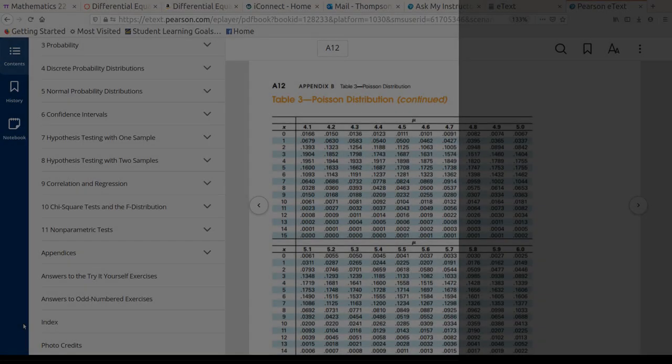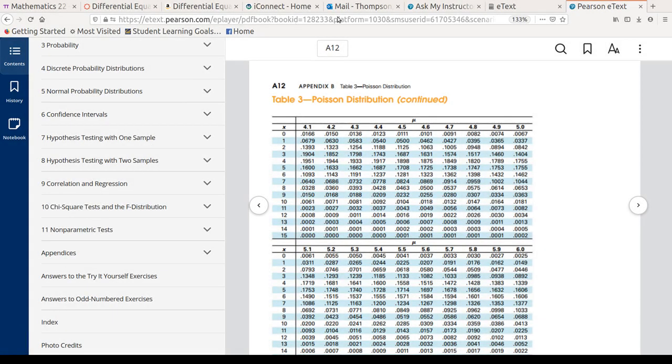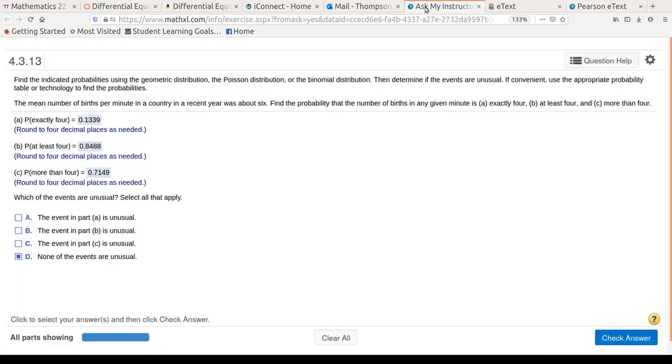All right, so what I want to look at is this problem in the book for chapter 4, section 3, problem number 13. And it says find the indicated probabilities using the geometric distribution, the Poisson distribution, or the binomial distribution. Then determine if the events are unusual. If convenient, use the appropriate probability table or technology to find the probability.